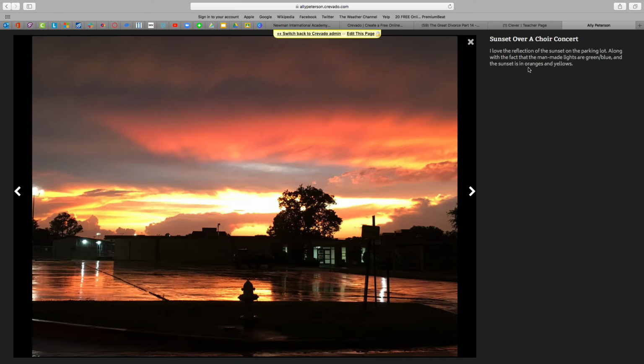Do you see what I'm saying? So you would say, our assignment was to get a picture with backlight. And then I talk about what I like about it. I love the reflection of the sun in the parking lot, along with the fact that the man-made lights are green and blue and the sunset is orange and yellows. So I spoke on color. I don't really talk about rule of thirds, but look, I've got my horizon in the rule of thirds. I've got that tree in the rule of thirds. So any of those kind of things that have to do with photography. Not just, I like this one. You want to go ahead and try to get your vocab words in this kind of thing.